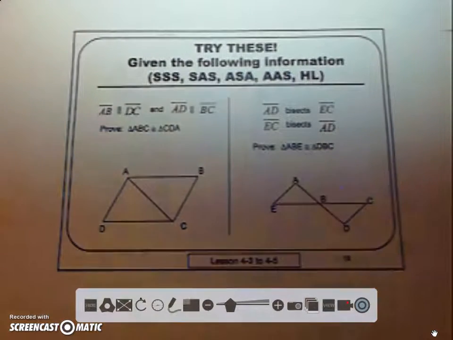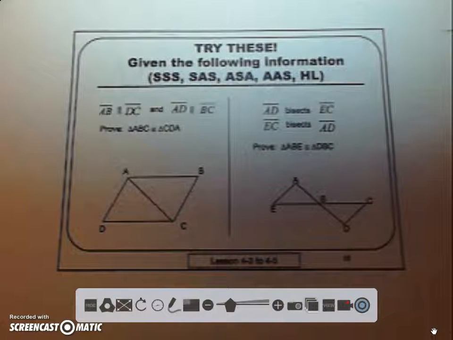For this last one, it gives you that AB is parallel to DC and AD is parallel to BC. We have not yet talked about what relationships between parallel lines do to the relationships between angles. We're going to get into that some more next week. So on this assignment that you're doing today, everything will be marked for you. If it's given that it's parallel, it will be marked what angles should be congruent as a result of that.